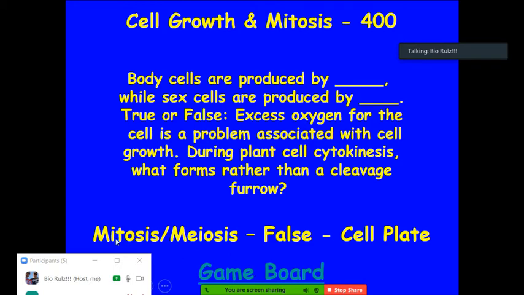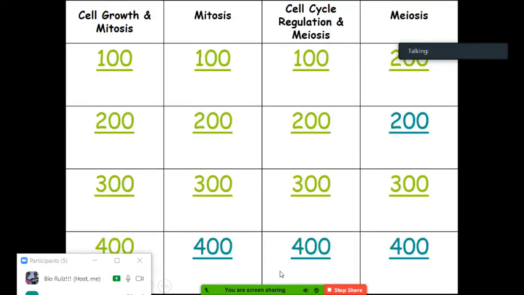All right, body cells are produced by mitosis. Sex cells, reproductive cells, gametes are produced by meiosis. Excess oxygen is not a problem associated with cell growth. Lack of oxygen is a problem, because remember, it's more difficult to bring things through the membrane and also get things to the part of the cell that you need. It's kind of like a big city. It's harder to get around in because it's just bigger. And then a cell plate and then eventually a cell wall are formed instead of a cleavage furrow, and those are in plant cells.